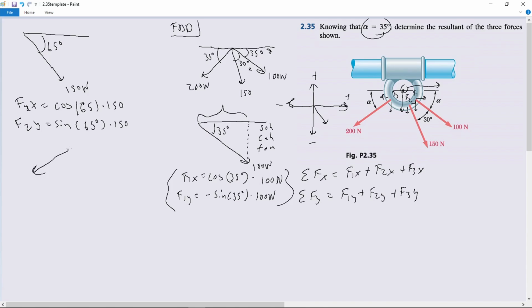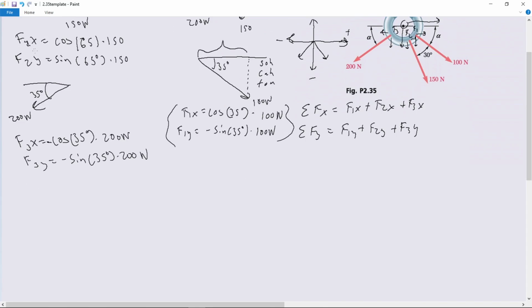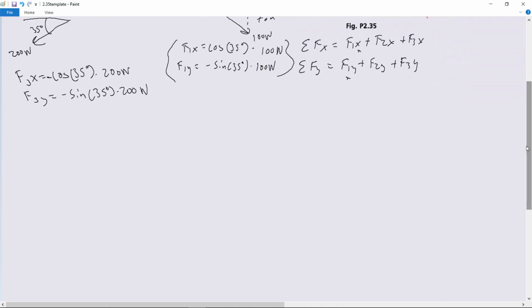We'll look at force 3. So force 3, 35 degrees, and it's 200 newtons. And so F3x equals cosine 35 degrees times 200 newtons. And this force is pointing in this direction, so our x is actually negative. So we gotta put a little negative sign up in front. And F3y equals negative sine 35 degrees times 200 newtons. And so now, since we have F1x, F2x, F3x, and the same thing with the y's, we can just plug and chug into this equation right here and find out what the total force in the x and y direction applied on the origin is.